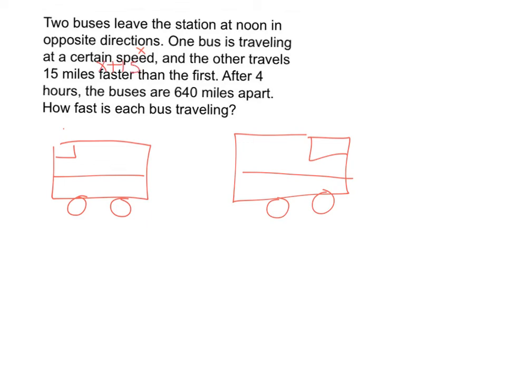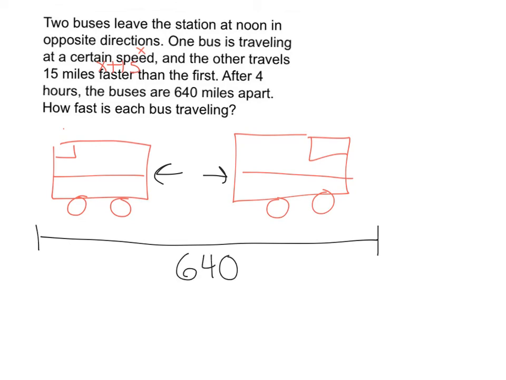After 4 hours, the buses are 640 miles apart. So we're going to pretend it's been 4 hours. The distance is now 640 miles between them. What we need to do is find a way to represent the mileage for each bus. We're going to take the distance of the first bus plus the distance of the second bus, and that's going to give us a total of 640.